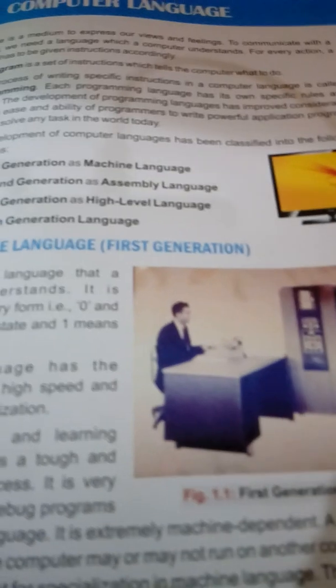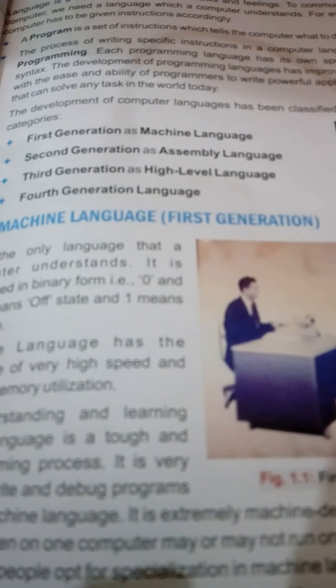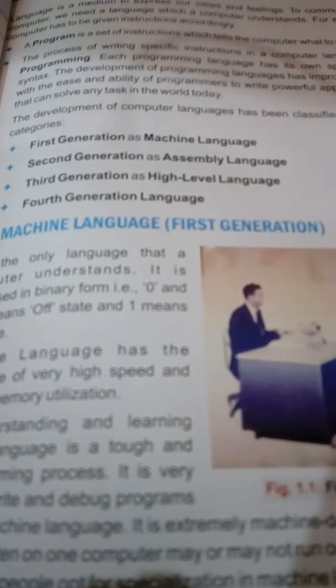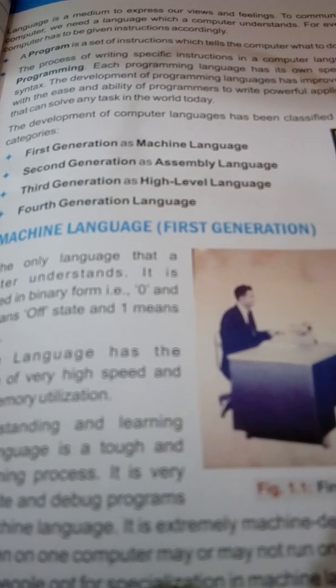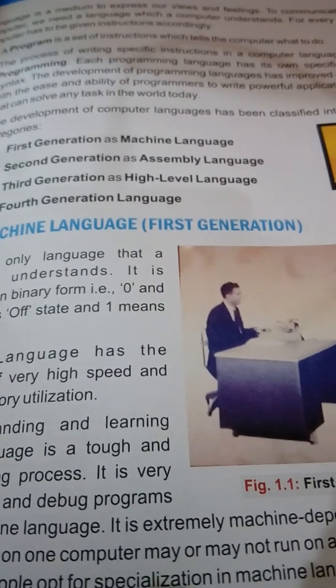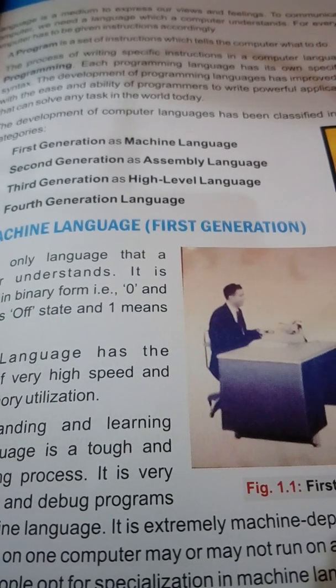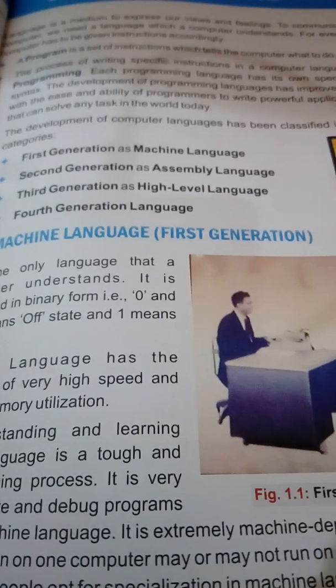The development of computer language has been classified into four categories: first generation machine language, second generation assembly language, third generation high level language, and fourth generation language. The first generation is machine level language, which is a binary number system of 0 and 1, where 0 means the off state and 1 means the on state.